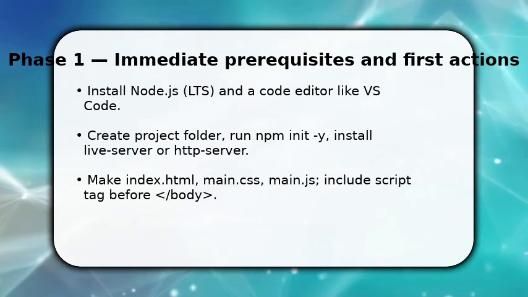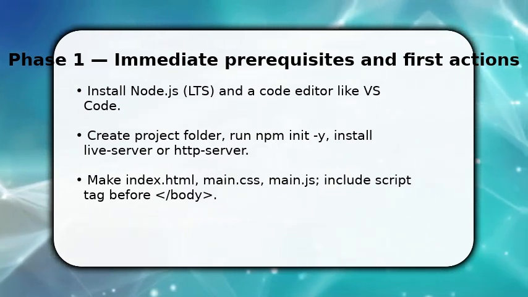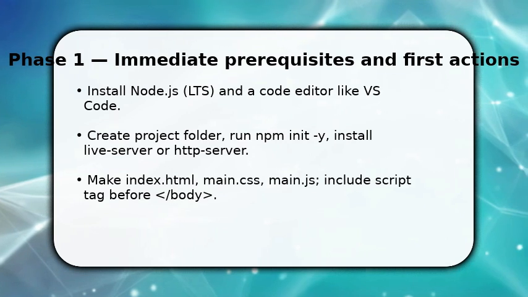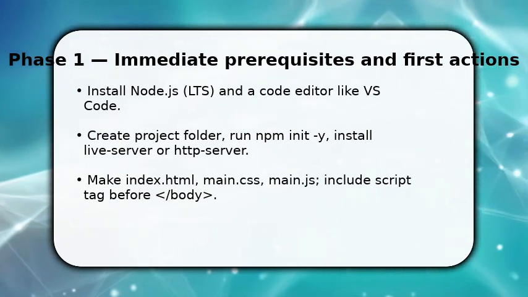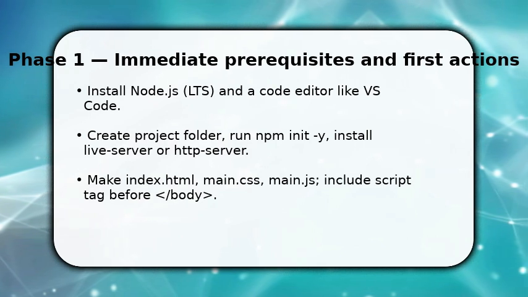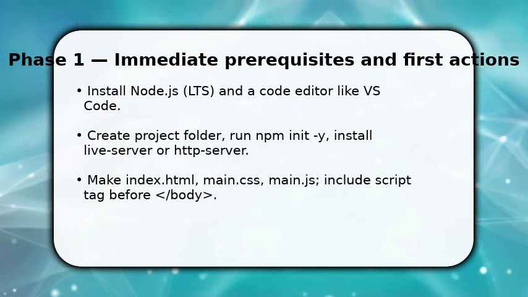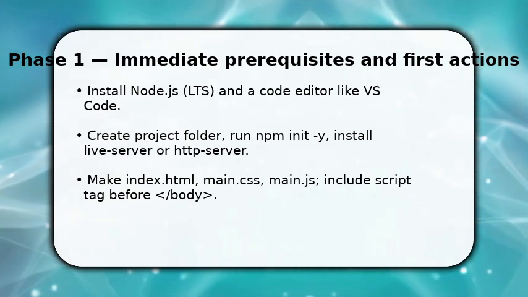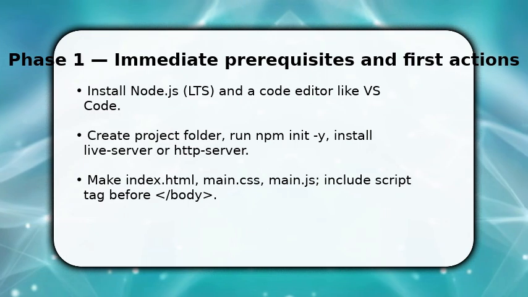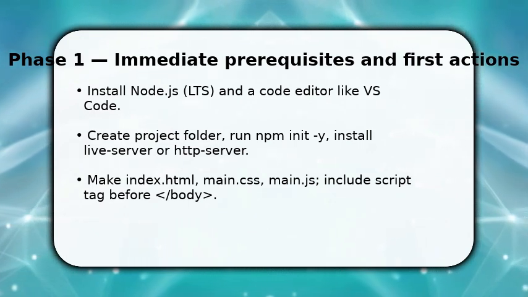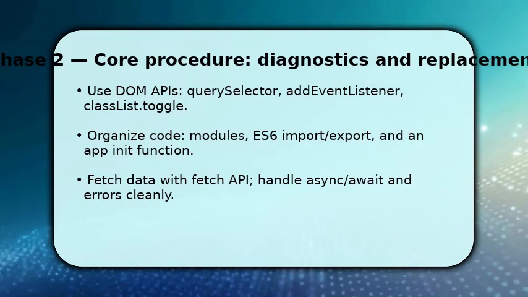Create a project folder with index.html, main.css, and main.js, and link the JS file with a script tag placed before the closing body tag. Make sure to use semantic HTML sections so JavaScript targets are predictable, and run the dev server to confirm the page loads. Next, implement the interactive behavior.